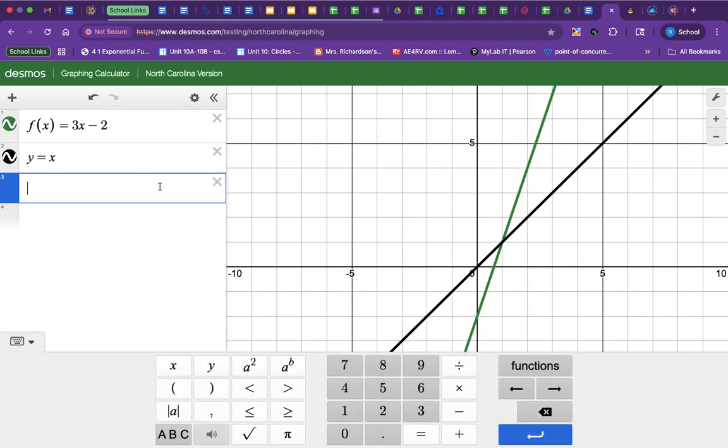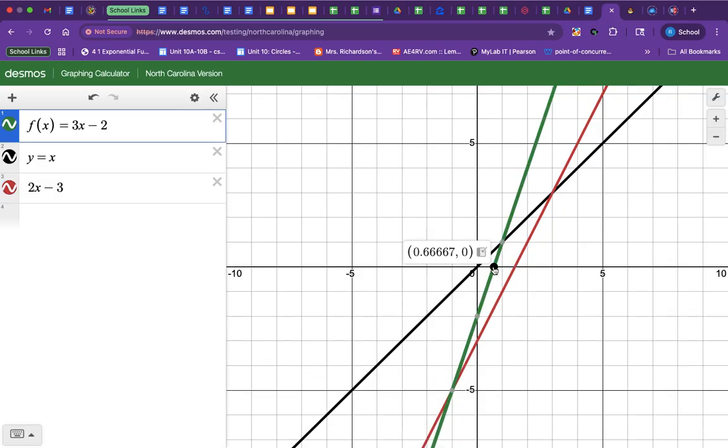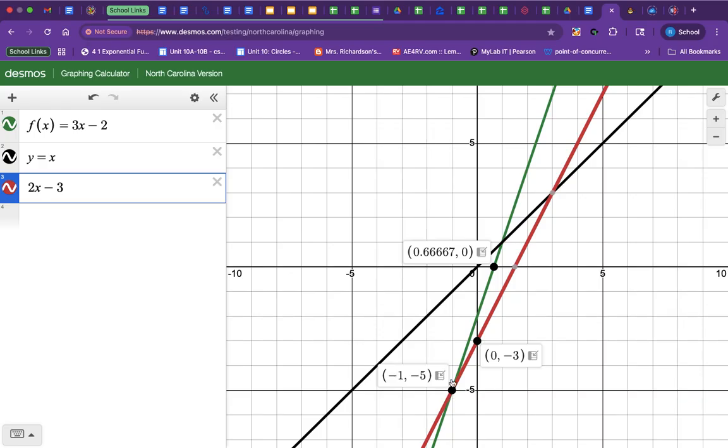Answer choice C, 2x minus 3. Same thing. 0.6 repeating, 0, which means I would need 0, 0.6 repeating. I've got 0, negative 3. So again, ordered pairs are not switched. These two intersect right here, which is not on this, so they are not inverses.